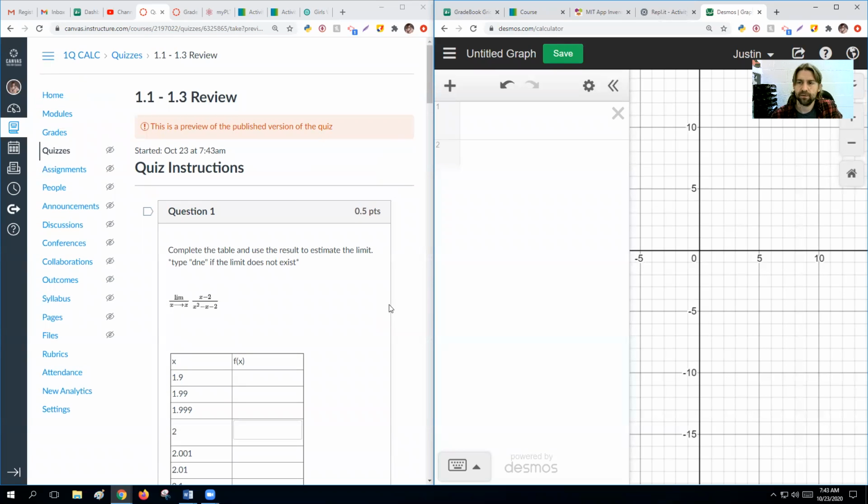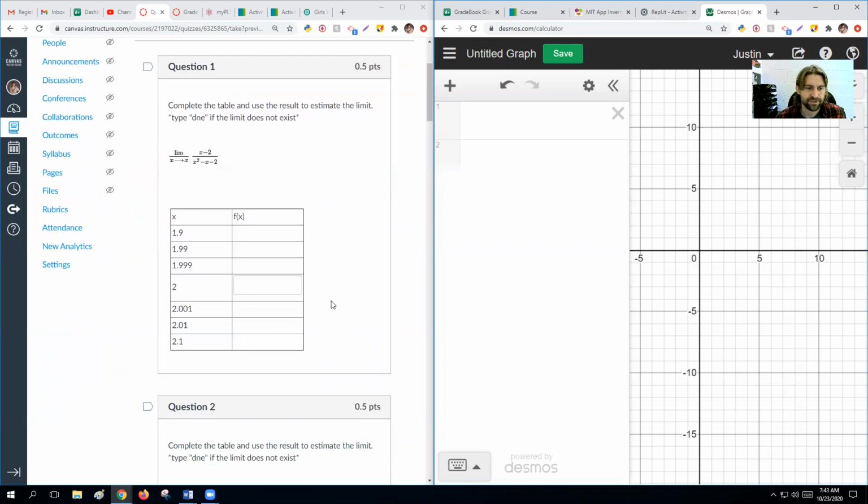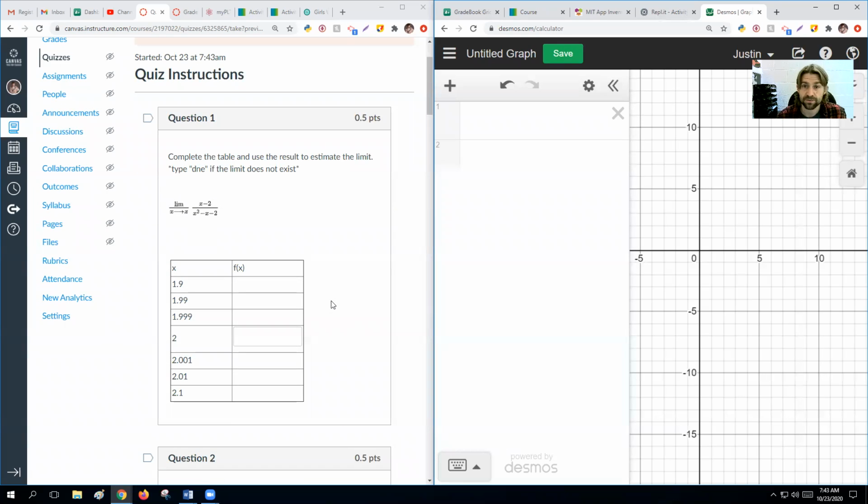So I'm going to help you out with the 1.1, 1.3 review in calculus. We're going to go over the problems, make sure we are all set and be ready for the quiz coming up after this. First couple questions here, what we're going to do is use the table.